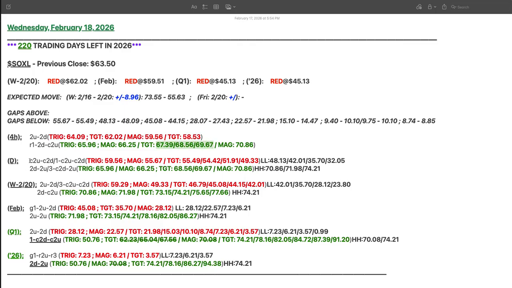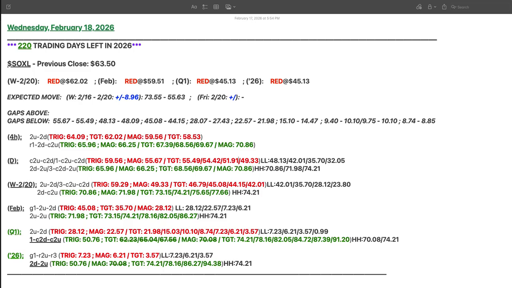Now on the day, if we go to the downside, that does trigger that combo 2 up, combo 2 down at 59.56, magnitude being 55.67. So decent size move for the day. If we do get past that, that does trigger the 1 combo 2 up, combo 2 down, and we do have the triggers to the downside with the ultimate magnitude.